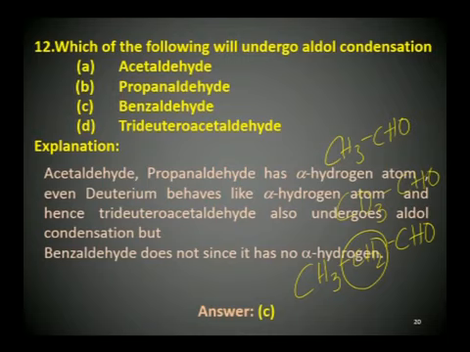Aldol condensation is only shown by aldehydes which have alpha hydrogen. Option A acetaldehyde, option B propanaldehyde, option D trideuteroacetaldehyde. All these 3 have alpha hydrogen. So, only benzaldehyde does not have any alpha hydrogens, so it will not show aldol condensation.